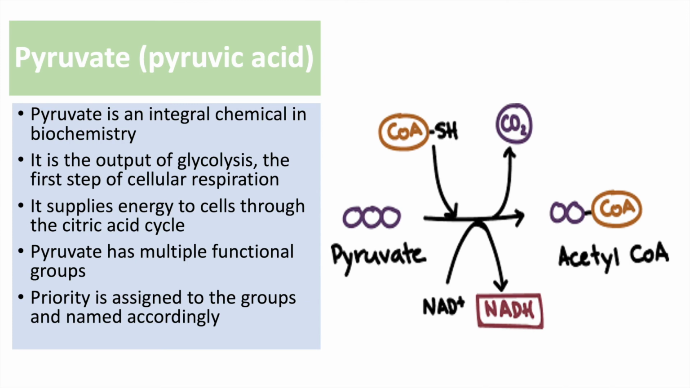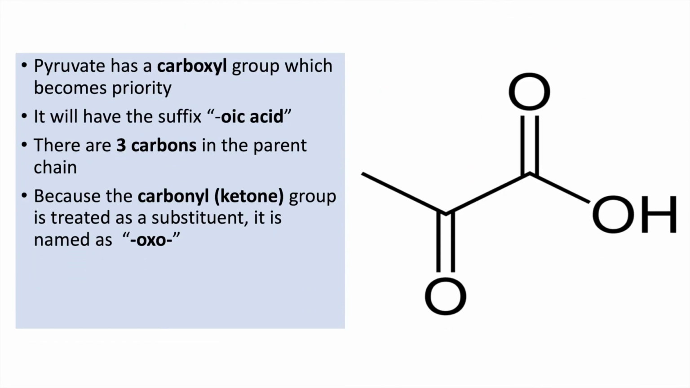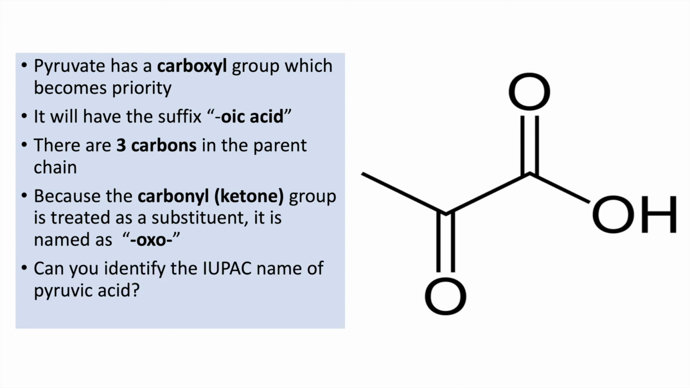Like aspirin, pyruvate has multiple functional groups, so we must first designate priority and then name them accordingly. The first thing to note is that there is a carboxylic acid functional group in pyruvate, which we know automatically becomes the priority, and this structure will have the suffix -oic acid. Next, we identify that the other functional group is on the second carbon and that it is a ketone group. When a ketone is a substituent, it is given the name oxo. Putting together this information and realizing that the parent carbon chain is 3 carbons long, we derive the IUPAC name for pyruvic acid, which is 2-oxopropanoic acid.